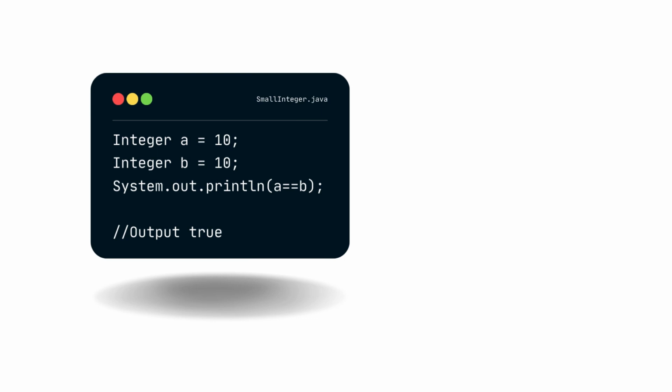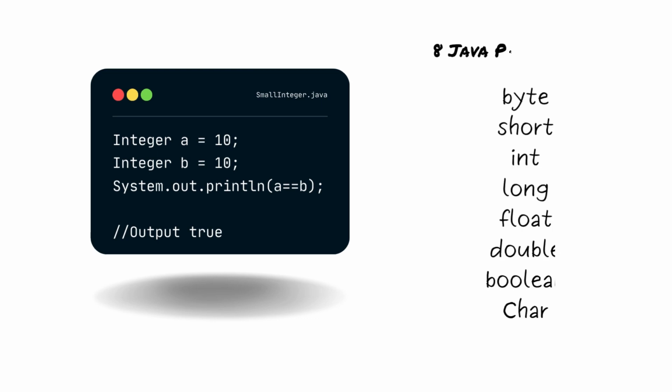In the shown examples, A and B are two integer objects. They are not one of the 8 primitive types in Java. Integer is actually a wrapper class for the primitive type int. So apart from the 8 types mentioned, all other types are objects, which store references and not the data itself.